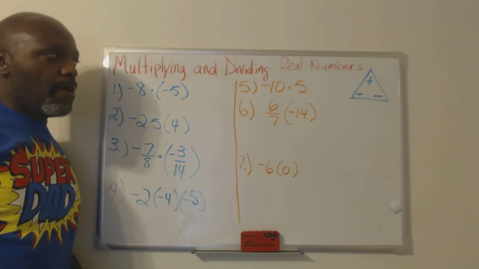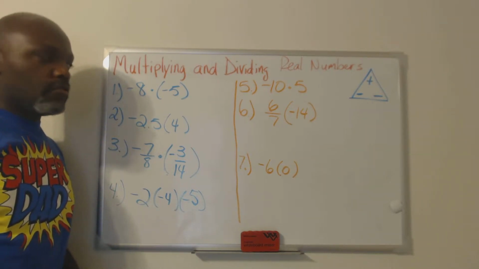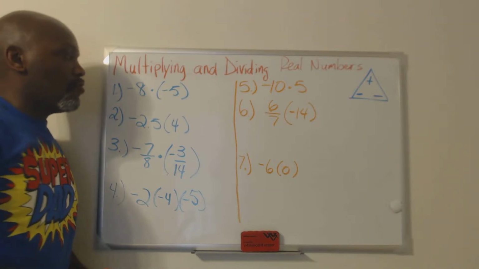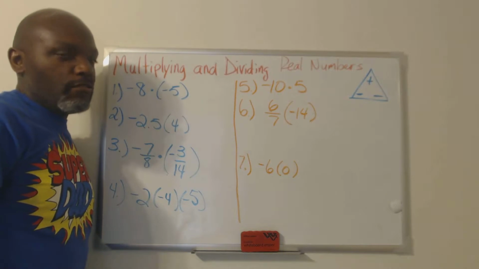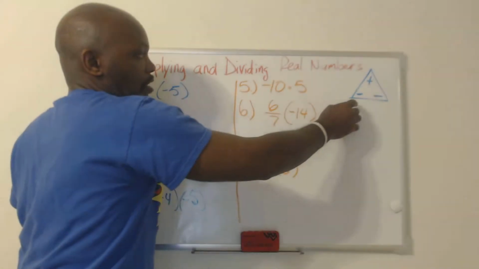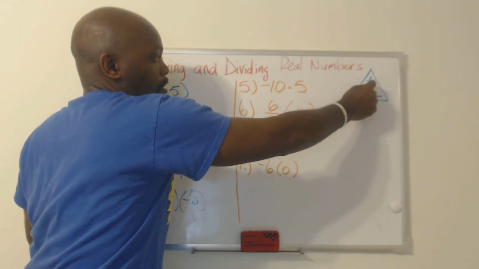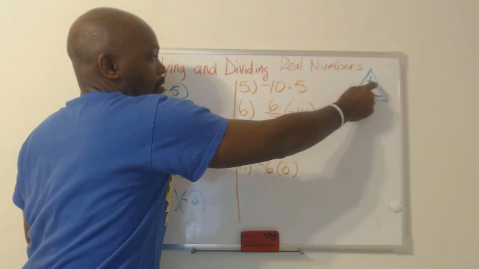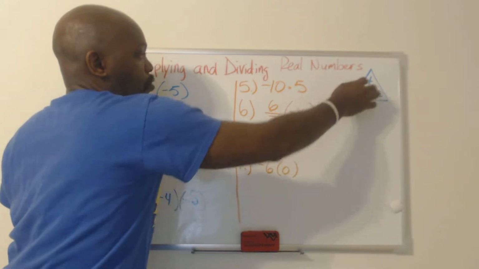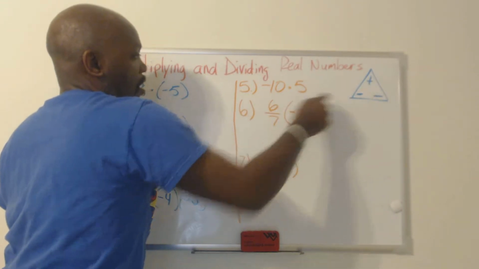We're going to be talking about multiplying and dividing real numbers on this particular lesson. So I kind of wrote you a triangle, not the Illuminati or anything like that. It's simply saying that a negative times a negative gives you a positive. A negative times a positive gives you a negative, or a positive times a negative gives you a negative.